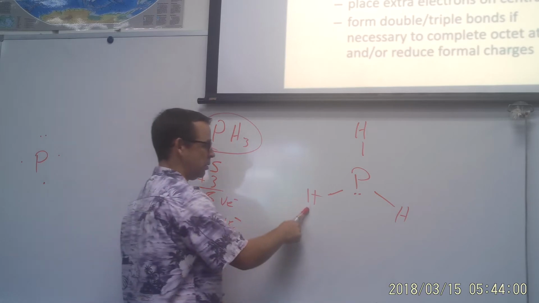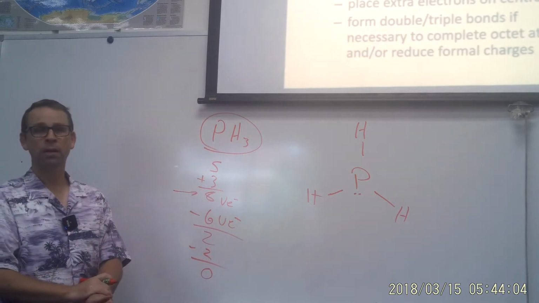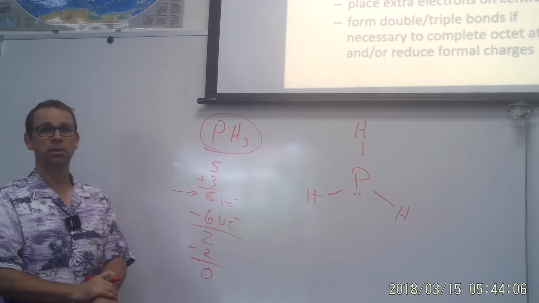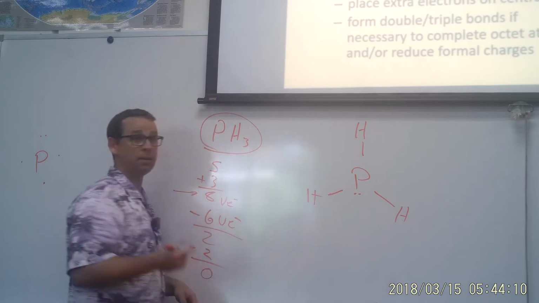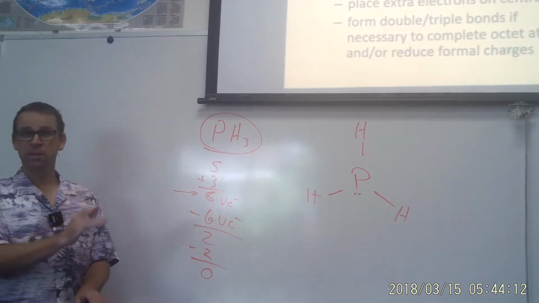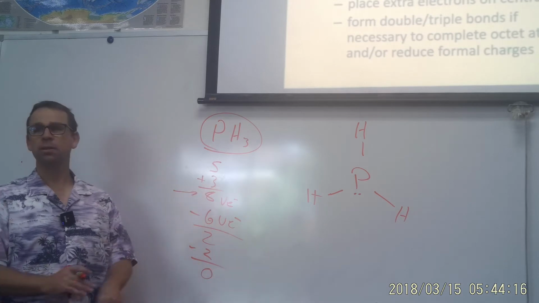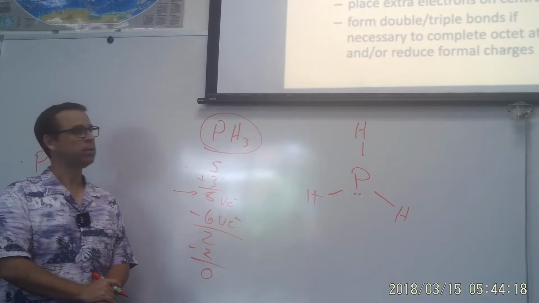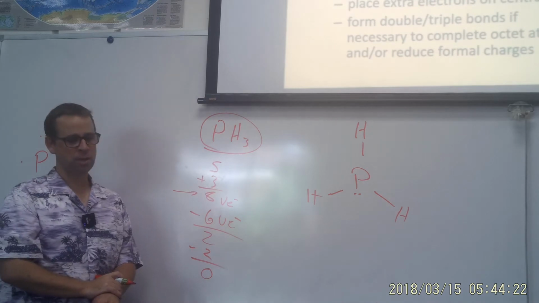Hydrogen. How many electrons did it bring to the party? 1. How many does it have right around it? 2. There's the hydrogen, 1, 2. That's how many it wants, so it's content as well. And good thing, because we're out of electrons. So that is the structure of phosphorus trihydrogen or phosphorus hydride.